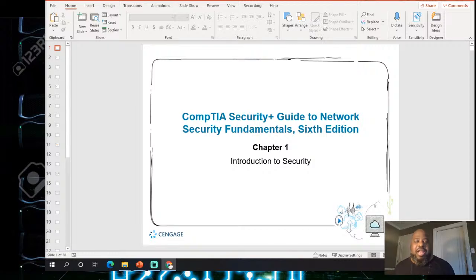So as you see on the slides, CompTIA Security Plus, Network Security Fundamentals, the sixth edition. I'll put the book in the description.